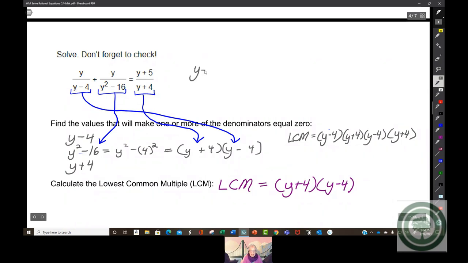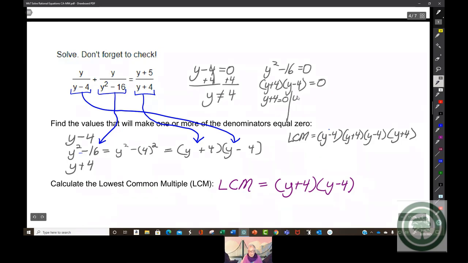All right, so y minus 4 cannot equal 0, so I set it equal to 0, just to find out what that number would be. 4. Okay, and y squared minus 16 equals 0. Well, we need to find out, so y plus 4 times y minus 4 equals 0, which gives us y plus 4 equals 0, and y minus 4 equals 0. And go through the whole rigmarole of solving these little equations.